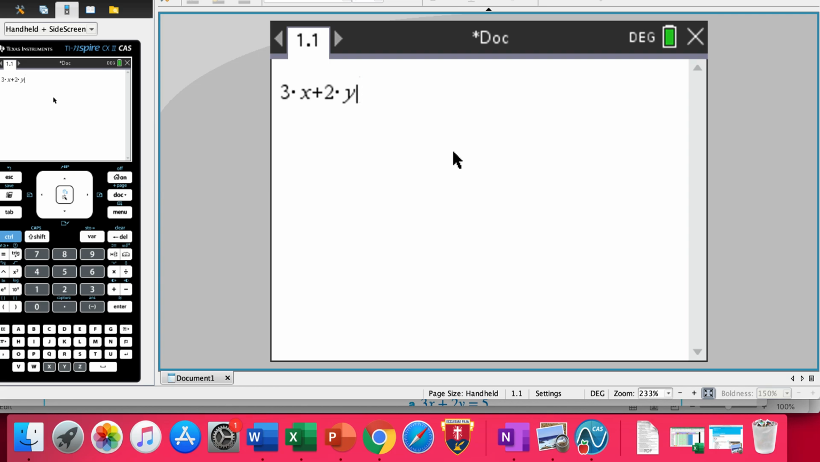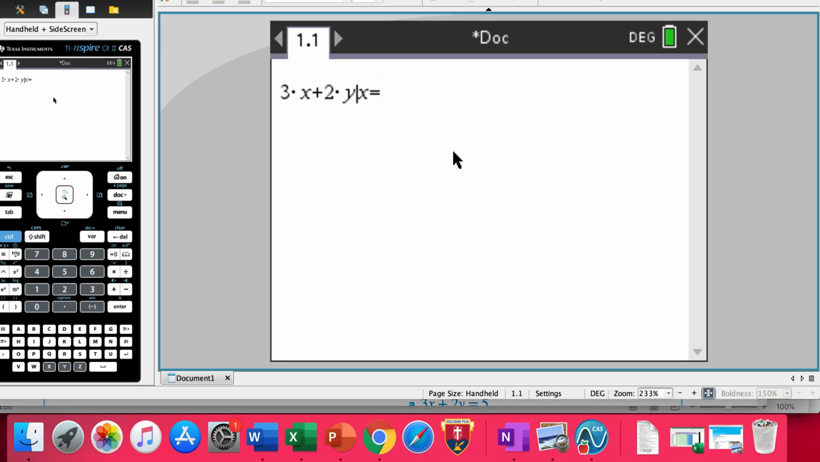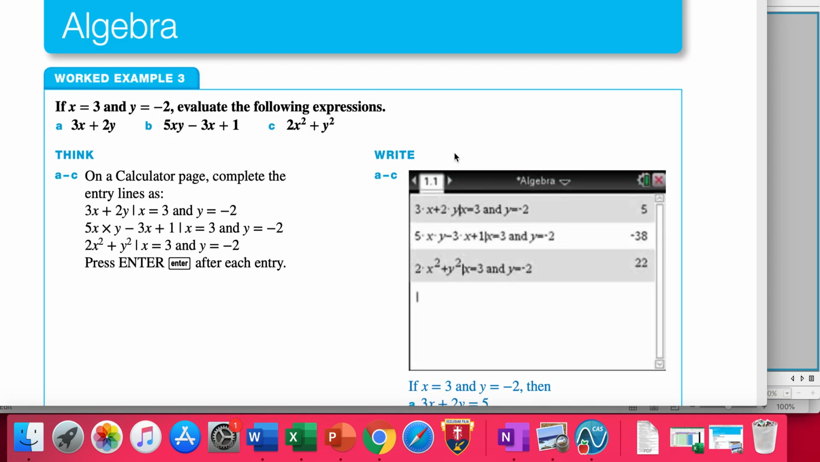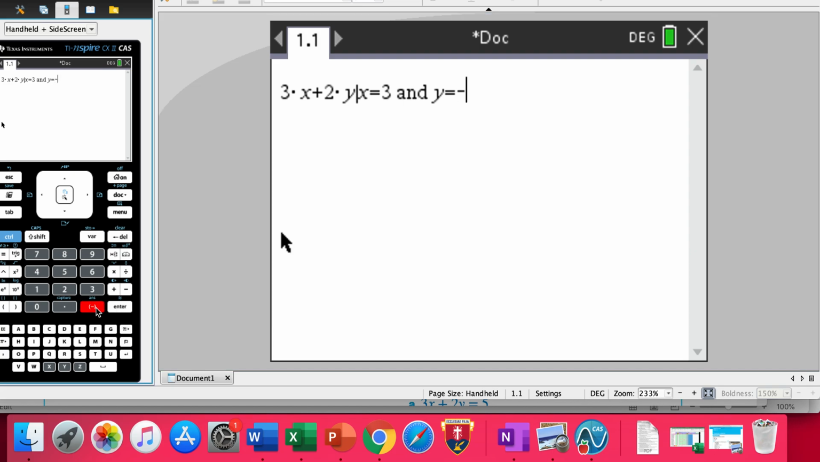Okay, and then remember that we use this symbol when we say control and we go given. This is what it's saying, that x is equal to, what is it? 3 and y is equal to -2. Negative down here, thank you, -2. Enter, and I get my answer.